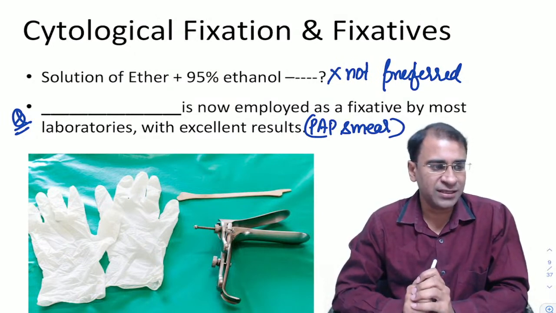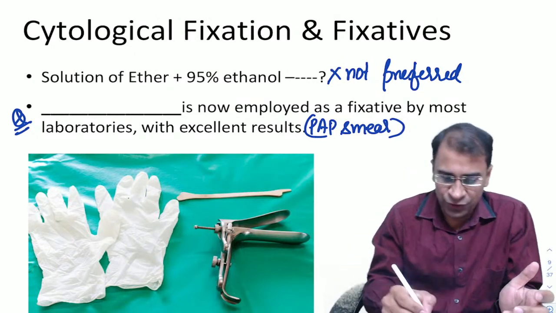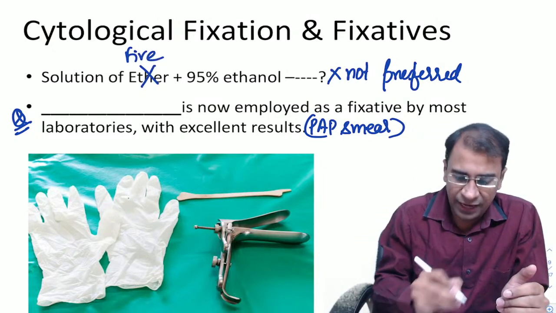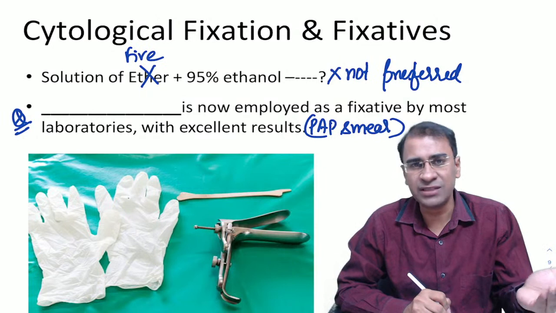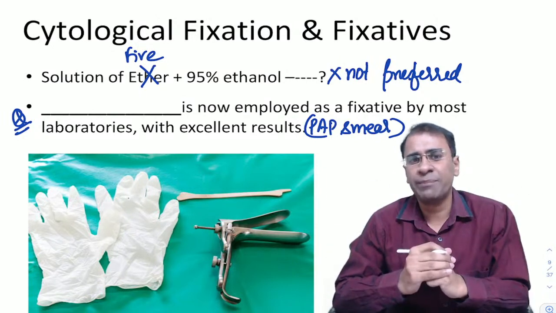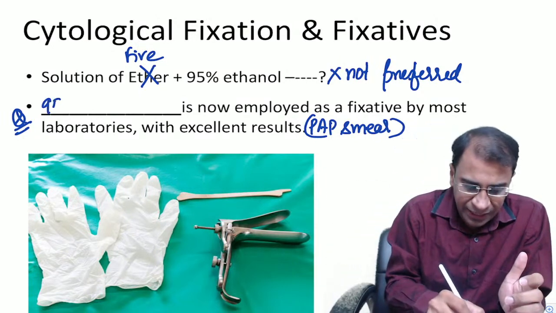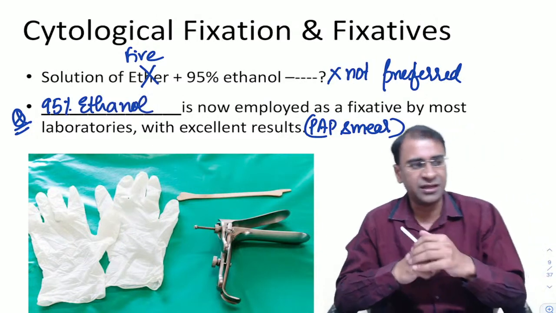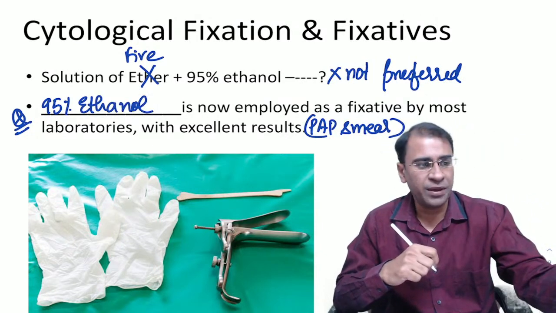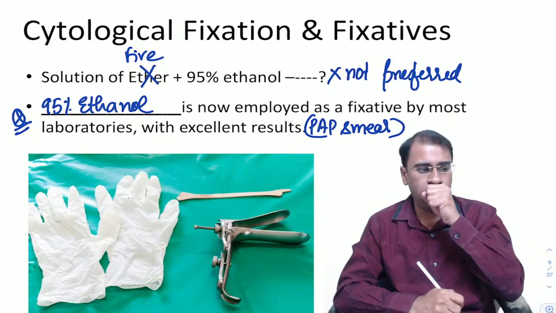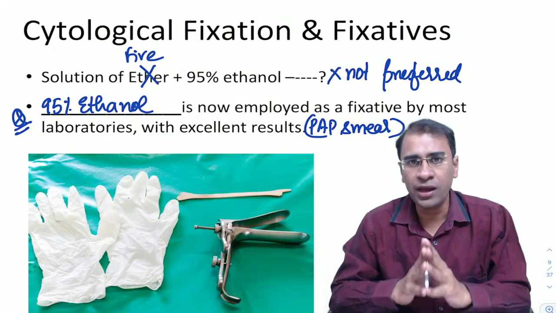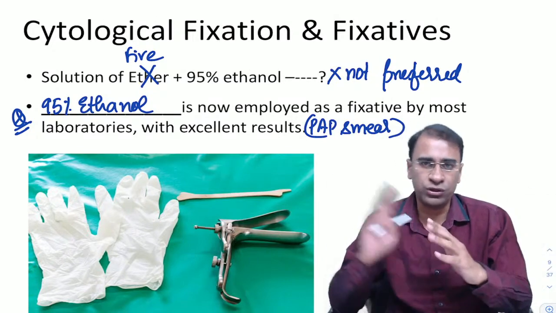For Pap smear, the right answer is we don't use any ether, because ether has a fire hazard. It will act as a fire hazard to laboratories, and laboratories have cramped spaces, so we don't prefer that. Answer should be 95% ethanol. Again, this was asked as a recent year exam question, so make sure you always try to remember this. The answer to this question is 95% ethanol.